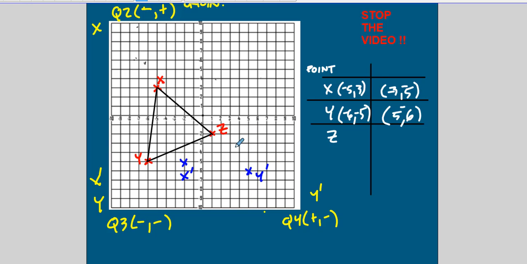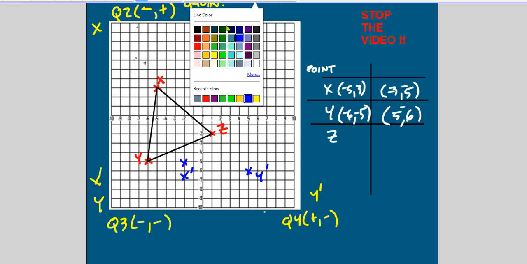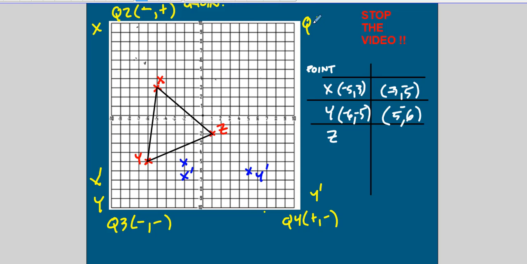So then Z is in the 4th quadrant. It's going to go to the 1st quadrant. Q1 is positive, positive. So Z starts in the 4th quadrant and goes to the 1st quadrant for Z prime. Z has coordinates 1, -2. So we swap x and y, and we keep it positive in Q1. So Z prime becomes 2, 1. So let's plot that.